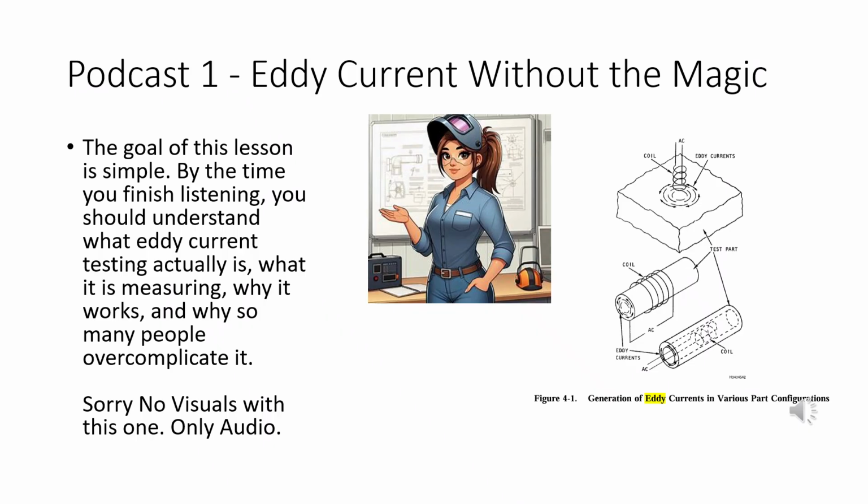Eddy current is really an electrical method. One of the biggest mistakes people make is thinking eddy current is a magnetic method. It isn't. It uses magnetic fields, but ultimately it is an electrical method. Think about it. We put alternating current into a coil. That current creates a magnetic field. That magnetic field induces electrical currents inside the material. Those currents respond to the material. Then we measure how those currents changed. The whole thing begins and ends with electricity. The magnetic field is simply the messenger.